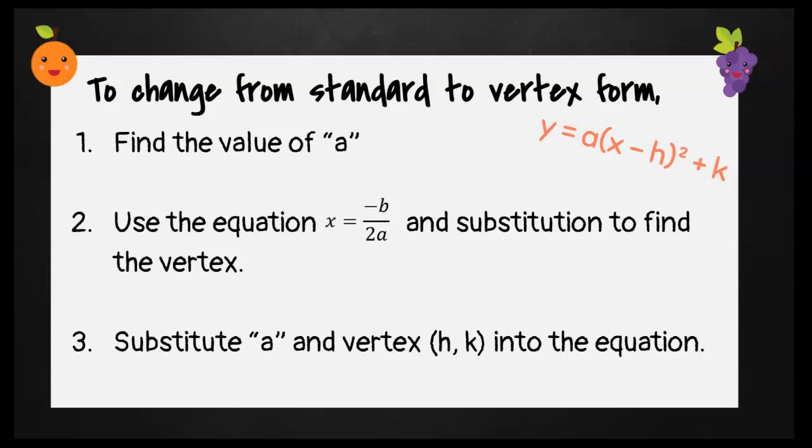So if you are given standard form, there are a couple things you need to do in order to change to vertex form. You want to find the value of a, then you are going to use your vertex formula, which is x is equal to the opposite of b over 2a. That's to find the x-coordinate, and then to find the y-coordinate, you're going to use substitution. Then you're going to substitute a and the vertex you found in step 2 into your vertex form.